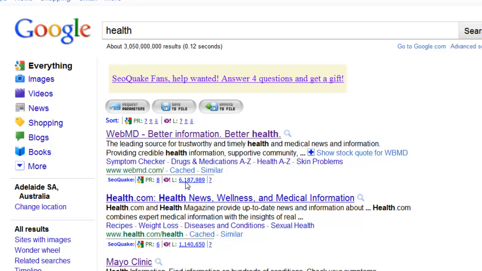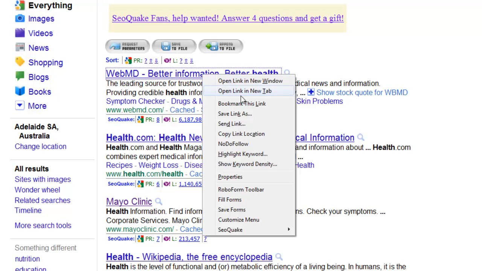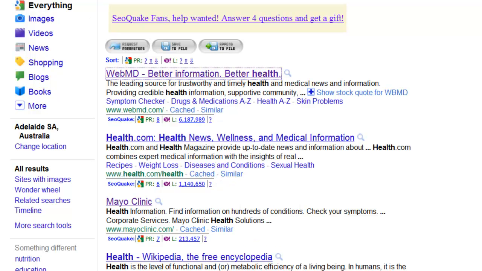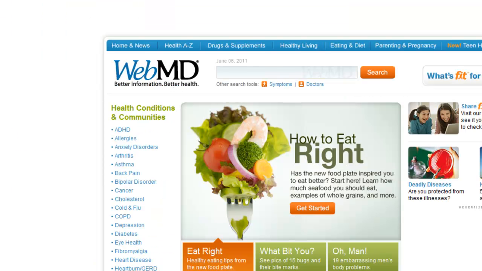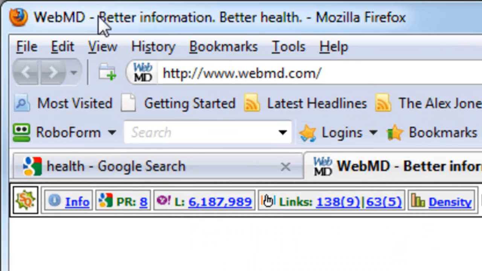So the way you can tell, you can make an assumption if their backlinks anchor text would be the exact phrase, is by opening up the site and having a look at their title tag of the page. So if we open up this particular website, and we look at the title tags, which you can always find right at the top in Firefox, it's got better information, better health. So the keyword phrase health is in the title tags, and they are a health website.